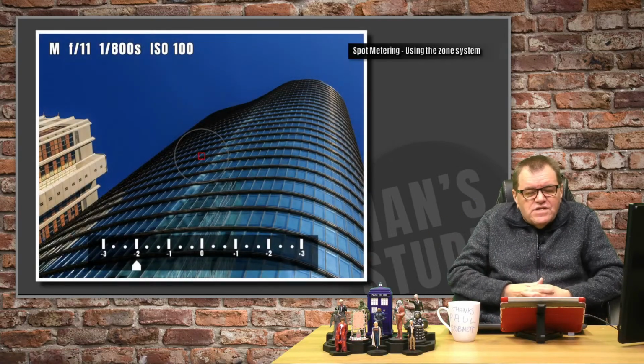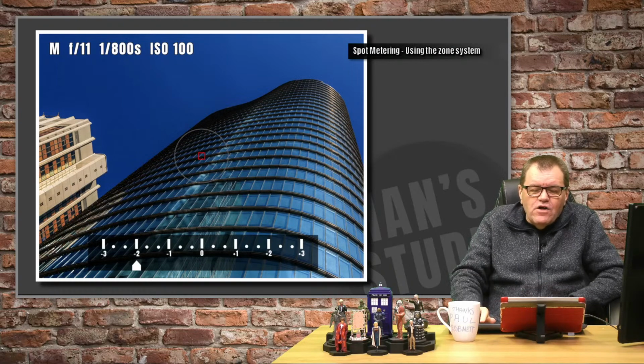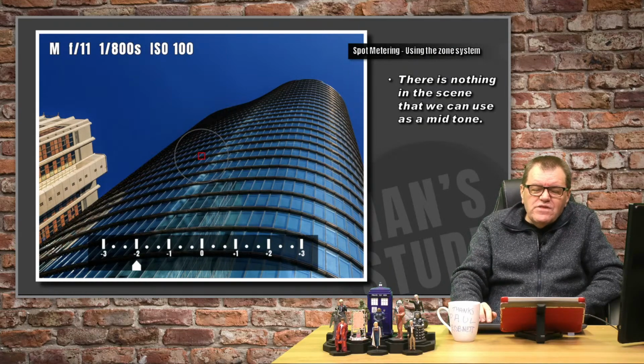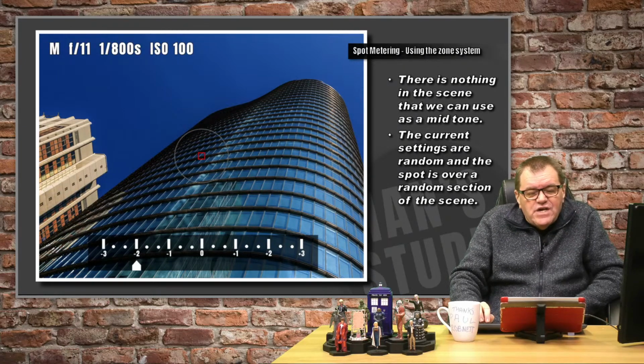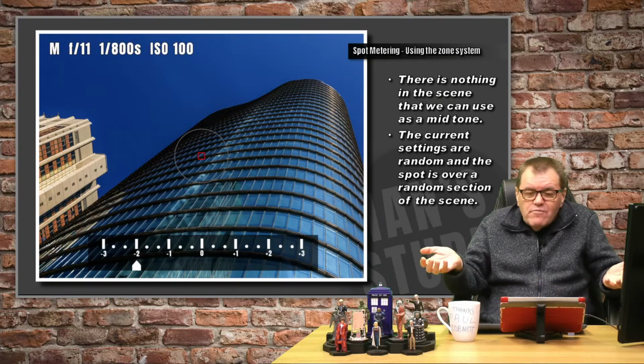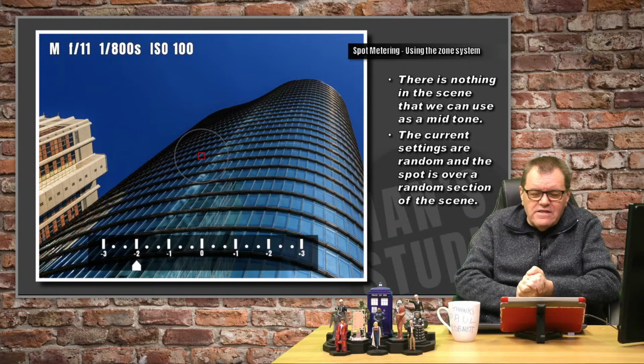So let's assume this is the scene we're photographing. I haven't got a mid-tone in there, I'm going to have to choose something else. So there's nothing in this scene I can use as a mid-tone. The current settings are just fairly random settings, perhaps from the previous shot. The spot is over a random bit of the scene, and it's saying with those settings it's going to be 2 stops underexposed if that was a mid-tone. But it's not a mid-tone, so it doesn't really mean anything to us. It's not helping us with this scene.